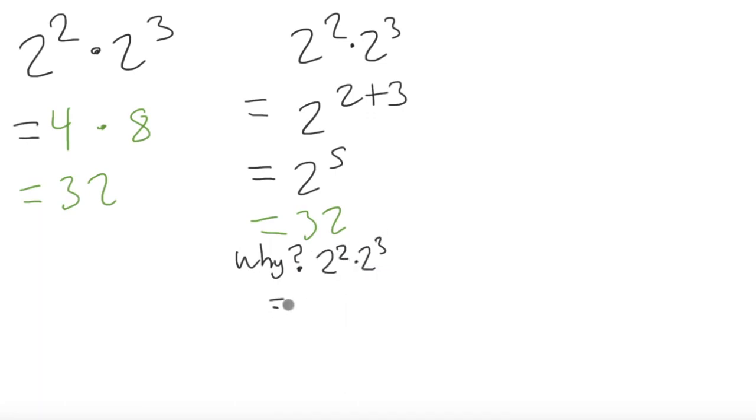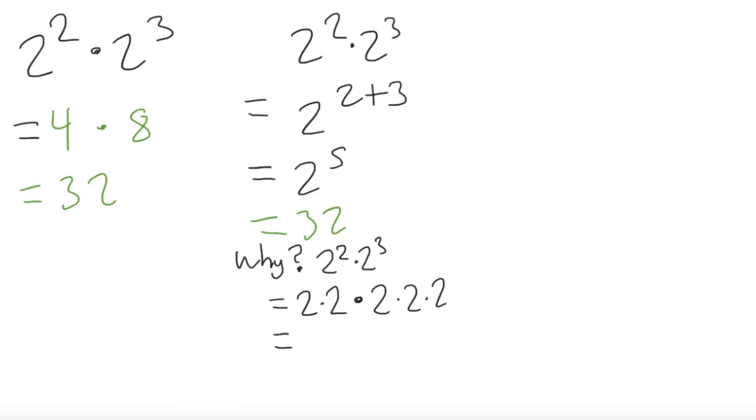All right, so exponents mean that you're multiplying a bunch of times, right? So 2 squared is really like 2 times 2. And 2 cubed is really like 2 times 2 times 2. So we got a bunch of 2's here that we're multiplying. How many 2's do we have? 5, right? Yep, we have 5 2's.